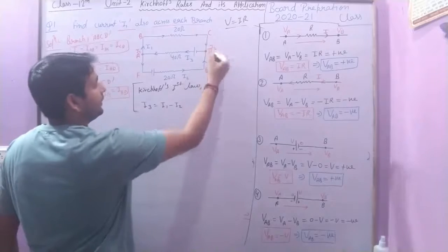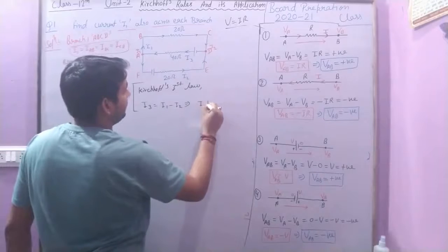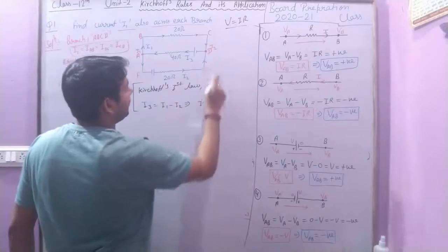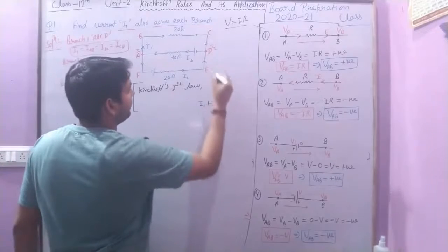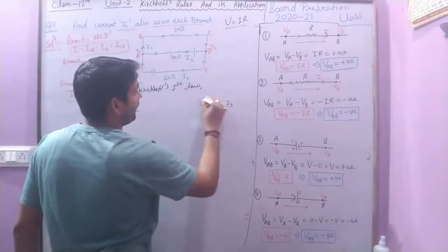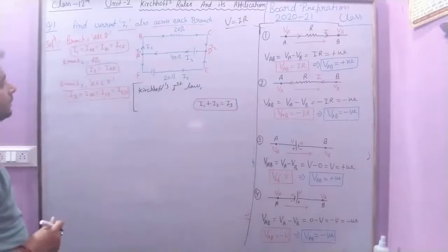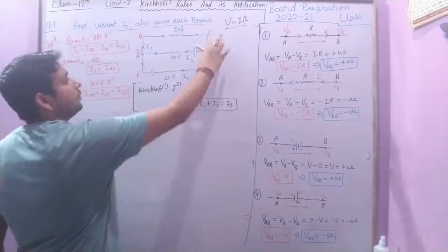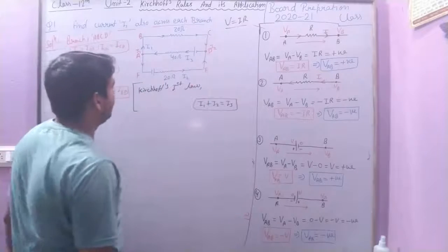Or from here you can say that I1 plus I2 equal to I3. This is your first rule. Two currents are approaching and one is leaving.